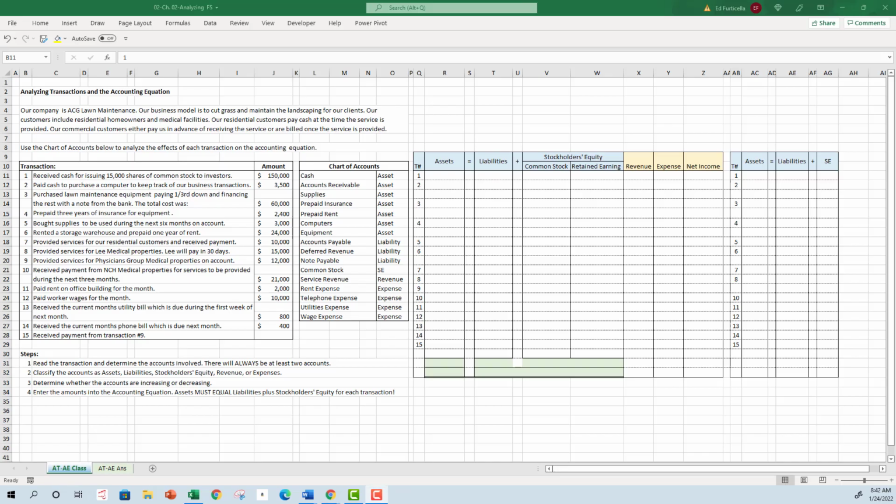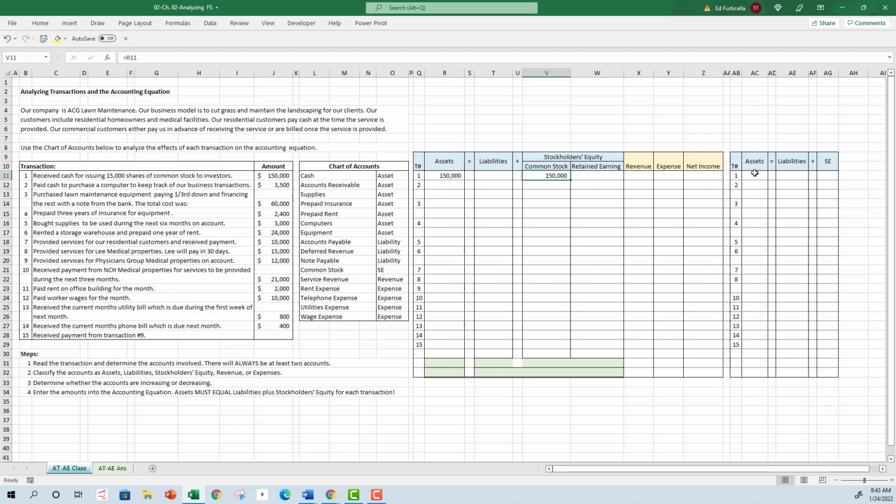Transaction 1. Receive cash for issuing 15,000 shares of common stock to investors, $150,000. The 2 accounts involved are cash and common stock. Cash is an asset, common stock is a stockholders' equity account. So when we enter the information into the accounting equation, we add $150,000 for cash assets, and we add $150,000 in stockholders' equity under the column called common stock. So for this transaction, our assets have increased, and so has our stockholders' equity.